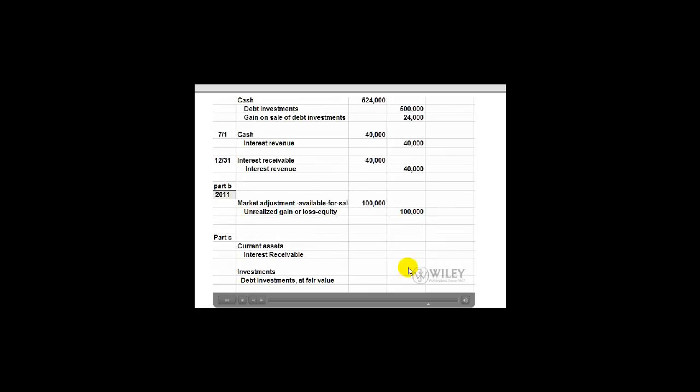Based on your analysis in Part B, show the balance sheet presentation of the bonds and interest receivable at December 31st, 2011. Assume the investments are considered long-term. Indicate where any unrealized gain or loss is reported in the financial statements. In the current assets section of the balance sheet, we have interest receivable of $40,000. And the investment section of the balance sheet, we have debt investments at fair value, $1,100,000.